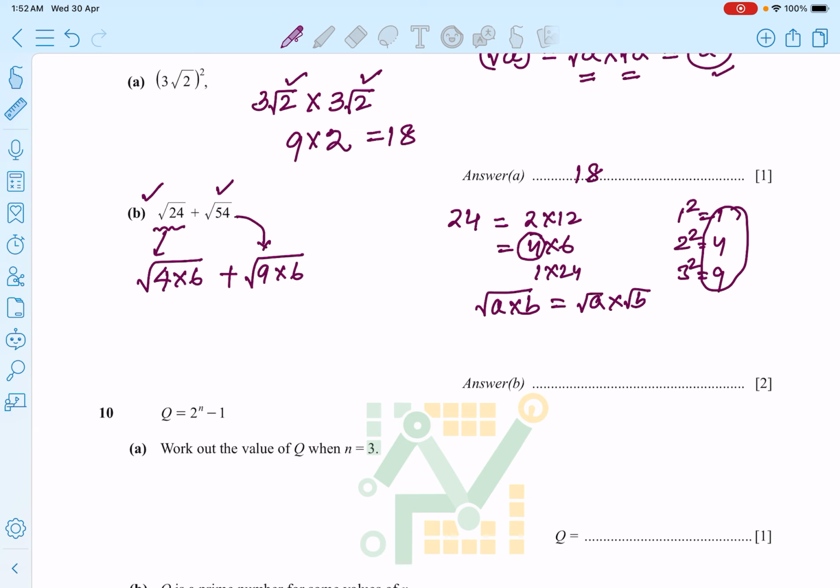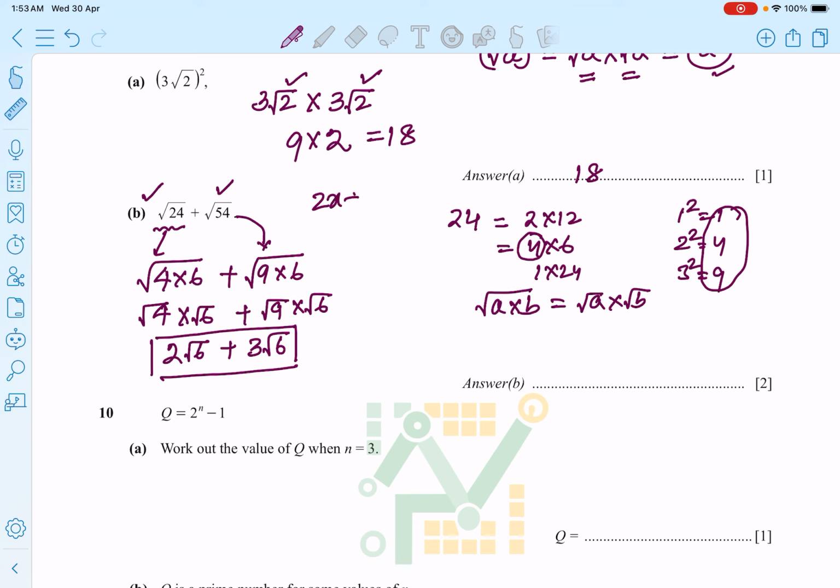Got it? Same thing. So what is square root of 4? Let me do this. Square root of 4 times square root of 6 plus square root of 9 times square root of 6. So we get 2 root 6 plus 3 root 6. Can you see this? And yes, try to add like algebra. Imagine we have a question like this, 2x plus 3x.